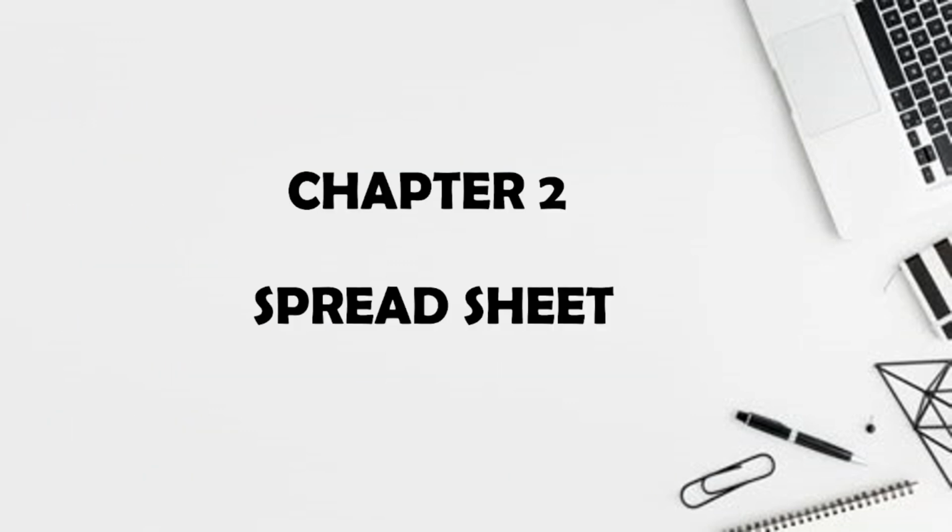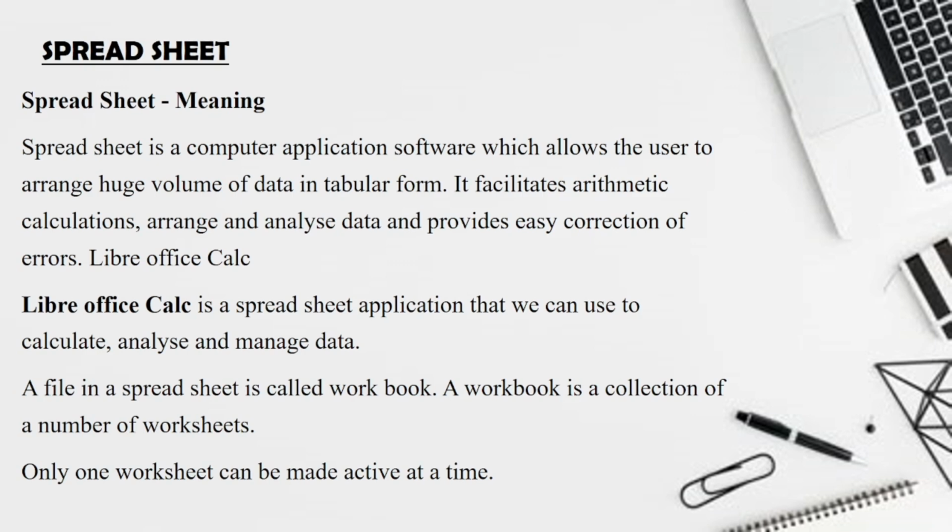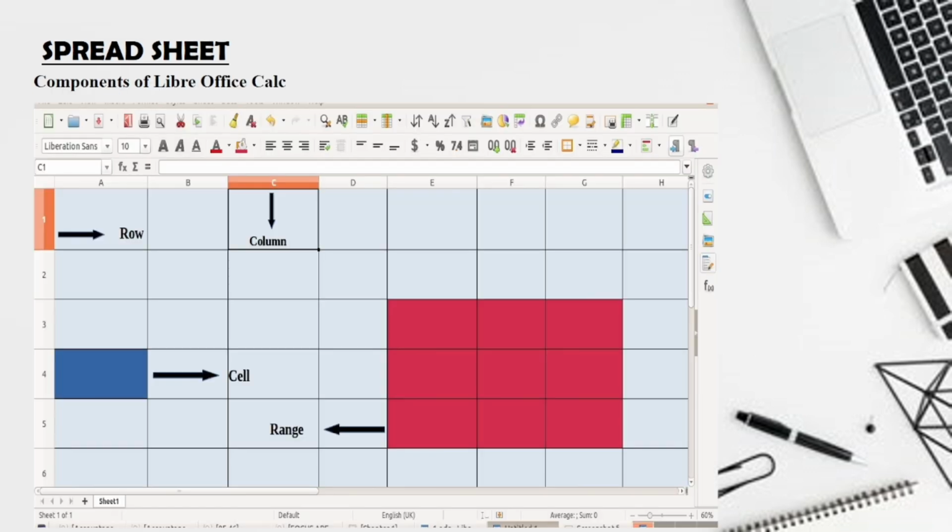So, moving to the important area, spreadsheet. You know very well what a spreadsheet is. It is a computer application which is available in different formats: Google, Microsoft Excel, LibreOffice Calc, like that. So, important thing, the open office software is LibreOffice Calc, which is used for calculation purposes only.